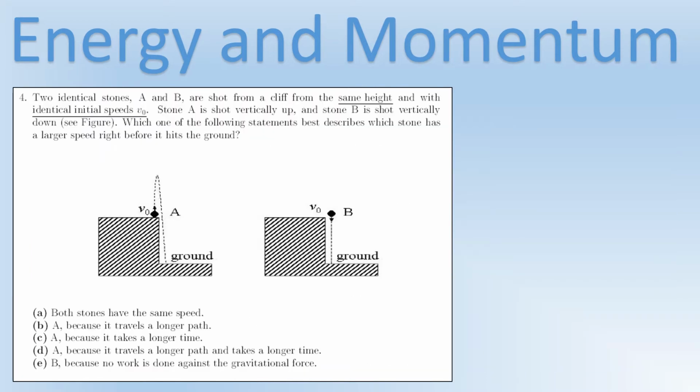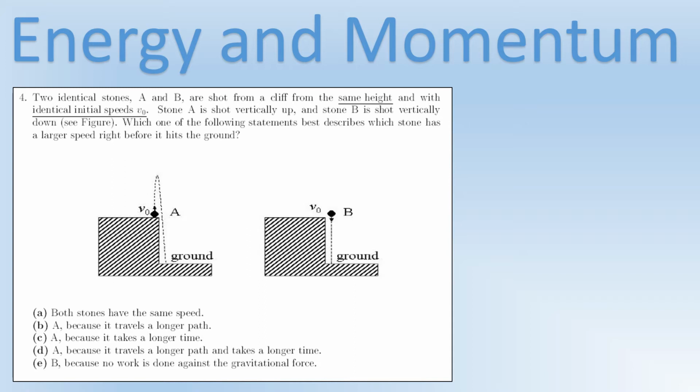All right. Okay, so for the next question, we've got 2 identical stones, so same mass, same size. They're shot from a cliff from the same height and with the same speed. One is shot vertically upwards, the other shot vertically downwards. Which one of these statements best describes the speed when it hits the ground? So pause the video and select your answer.